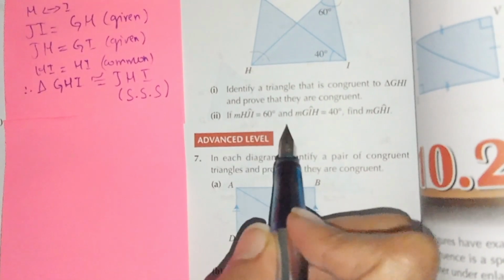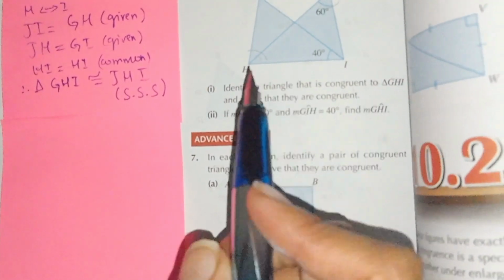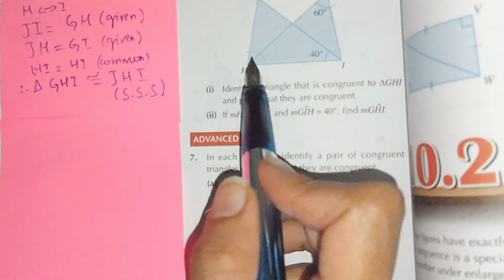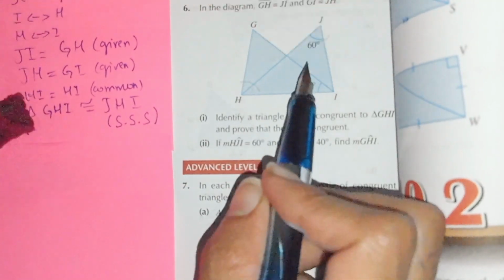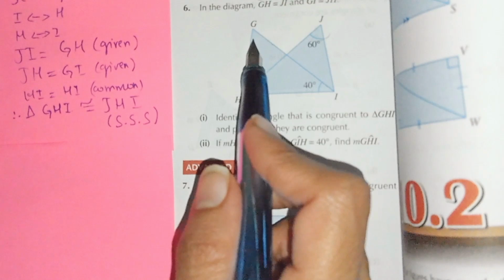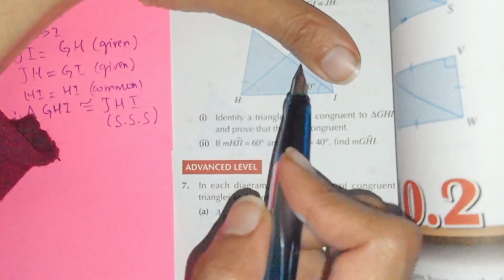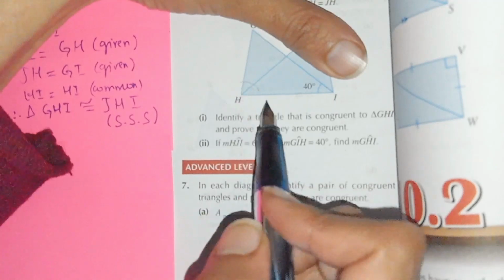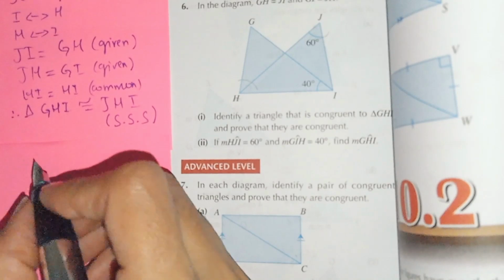And in part number 2, they said that if angle HJI is equal to 60 and GIH is 40, find the angle GHI. We have to find that angle. Now students, you can see that it is a triangle, and because both triangles are congruent to each other, angle J is equal to angle G, and that angle is equal to 60. You know that the internal angles of a triangle add up to 180, so we can subtract 40 and 60 from 180 to find the angle H.